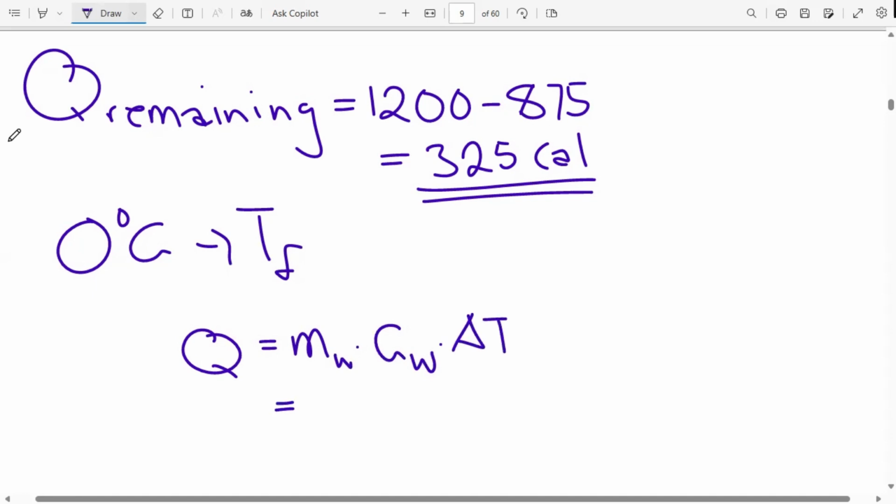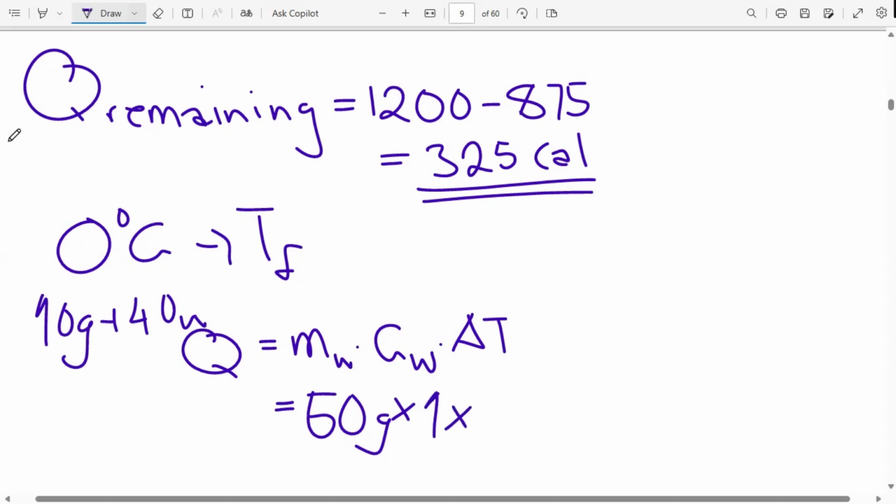So this is going to be equal to what? It's going to be equal to the mass of the water. And which mass of the water are we talking about? It's the 10 grams of the ice plus the 40 grams of the liquid water that we already had. So in total, we're having 50 grams, multiplied by the specific capacity. And they've given us the specific capacity as 1, multiplied by the change in T, of which the change in T is equal to what? The change in T is T final minus T initial, of which T initial is 0. So we're just remaining with T final here. So I'll say multiplied by T final. Okay, so this is Q remaining.